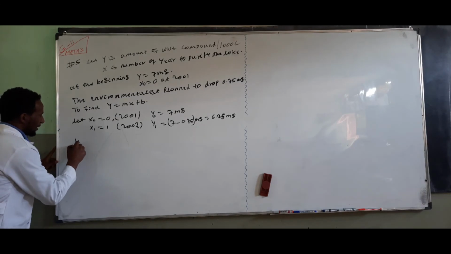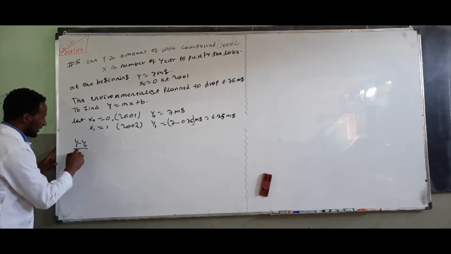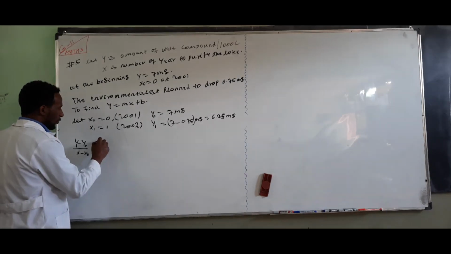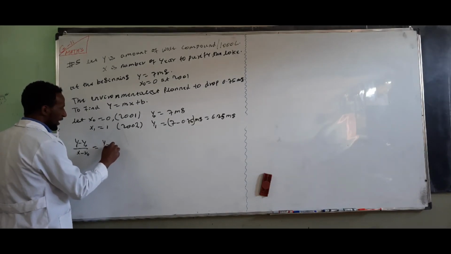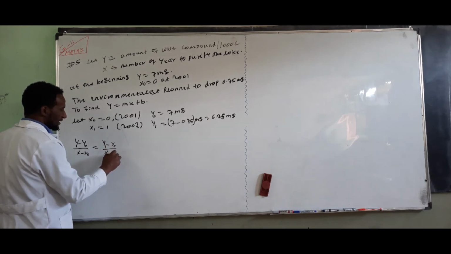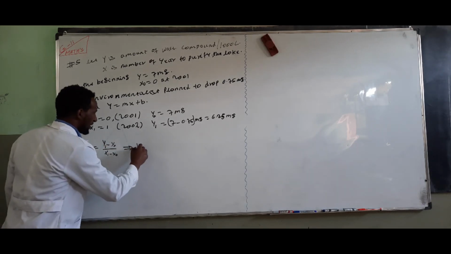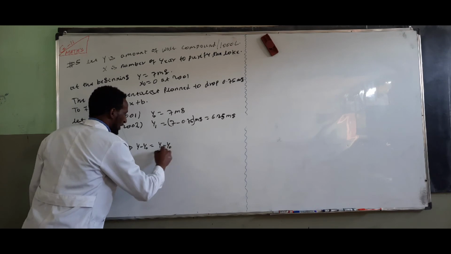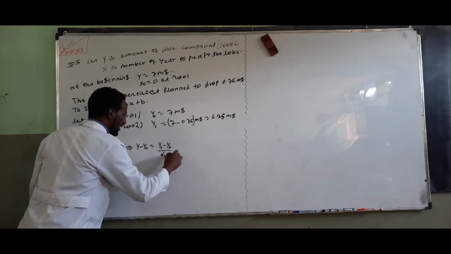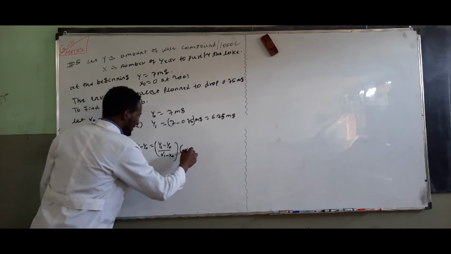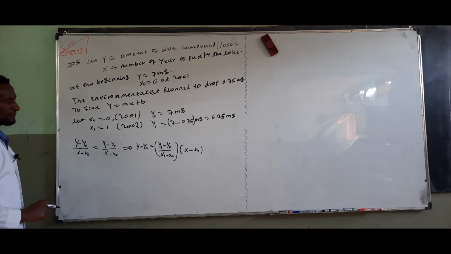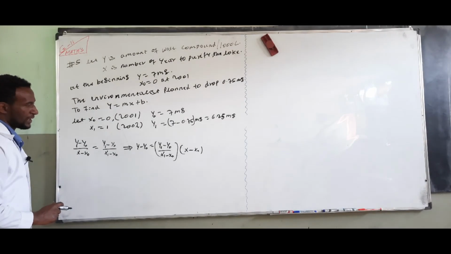y minus y naught over x minus x naught is equal to y1 minus y naught over x1 minus x naught. This implies that y minus y naught is equal to y1 minus y naught over x1 minus x naught times x minus x naught. Then we have x naught and y naught, and also we have y1 and x1.